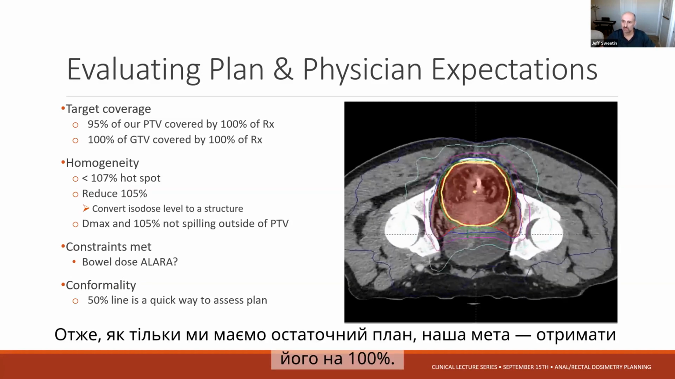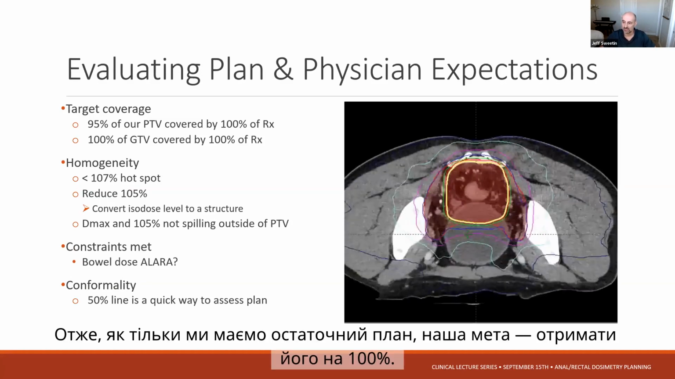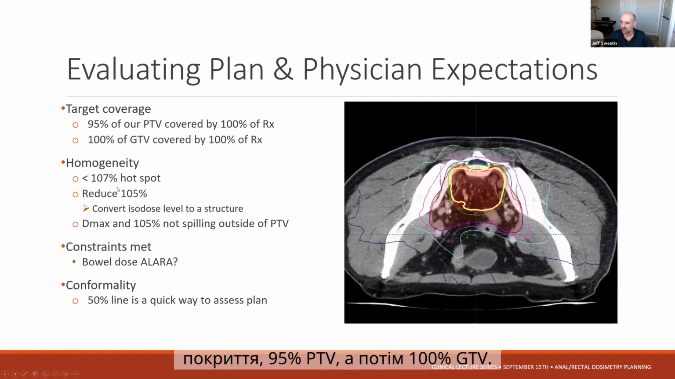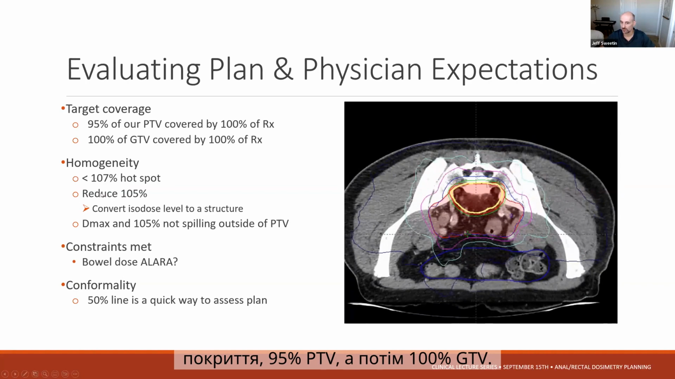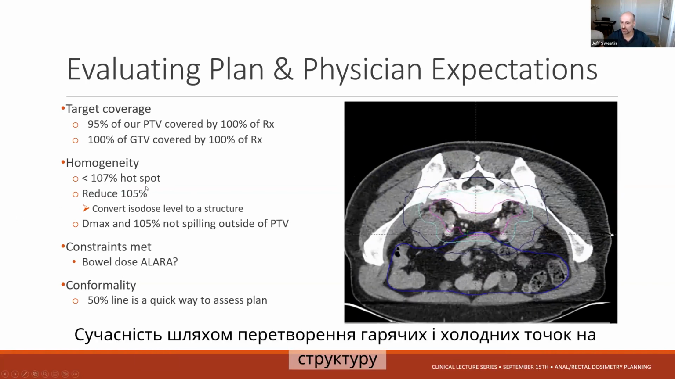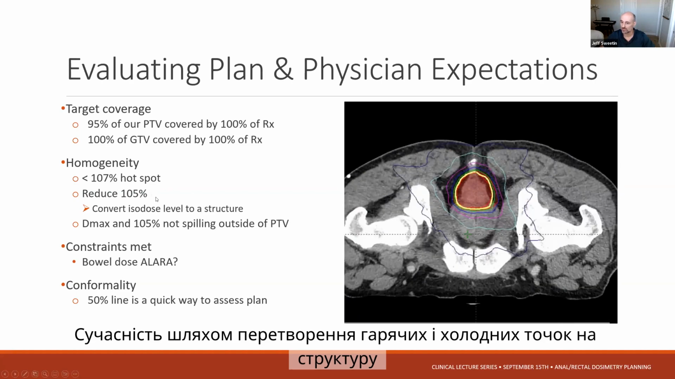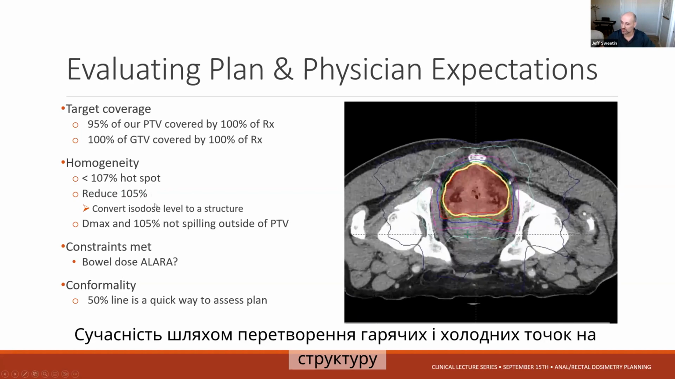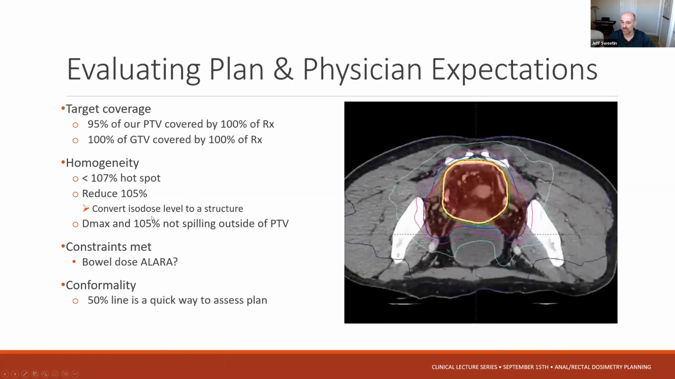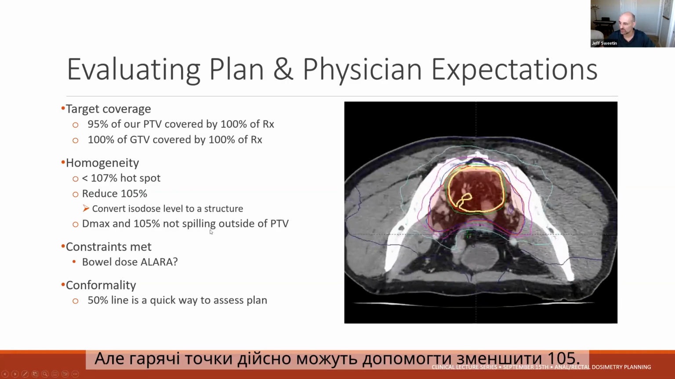So once we have the final plan, our goal is to have 100% of the dose covering 95% of the PTV and then 100% of the GTV. And with the VMAT plans, you can improve the homogeneity by converting the hot spots or cold spots to a structure and giving that an objective in the optimizer. But with the hotspots, it can really help with reducing the 105.